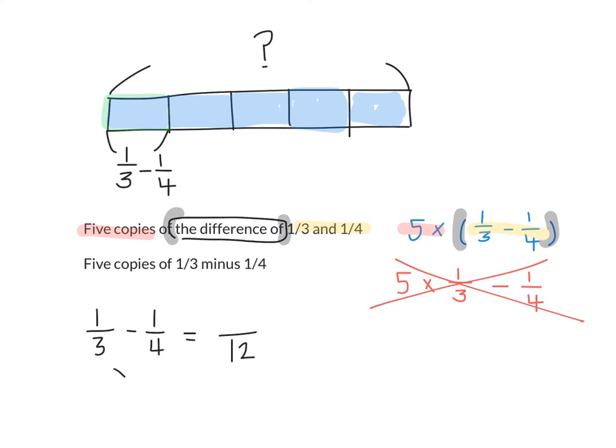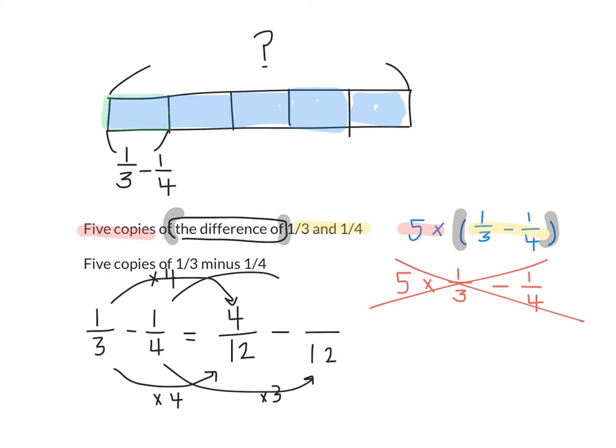I have to think in my head, 3 times what equals 12? Times what? 4. So what version of 1 should we multiply by? 4 over? 4. So 1/3 is the same as? 4/12. Good. Similarly, what do I have to multiply to get from fourths to 12ths? 3. So 1/4 is the same as? 3/12. So the difference of 1/3 and 1/4 is?